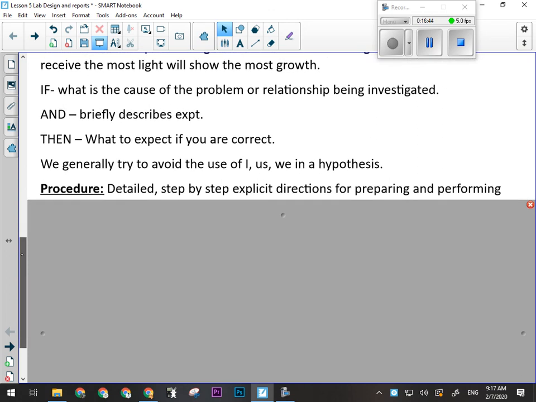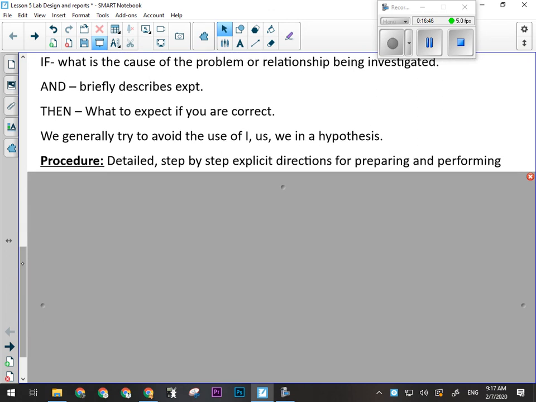Now, for your procedure, most of the time that's going to be something I give you, but there is a lab where you design the experiment yourself. So it's a detailed step-by-step set of explicit instructions.